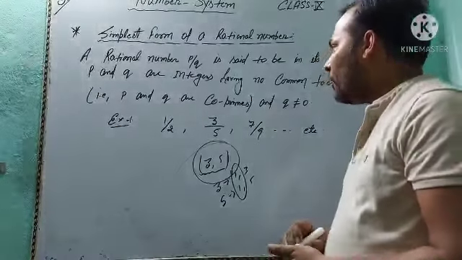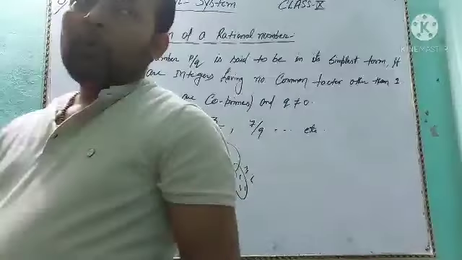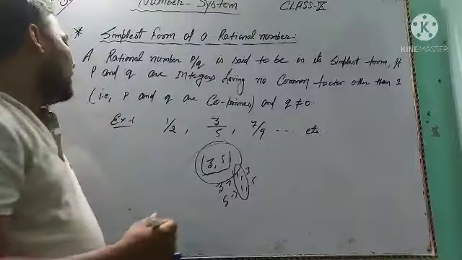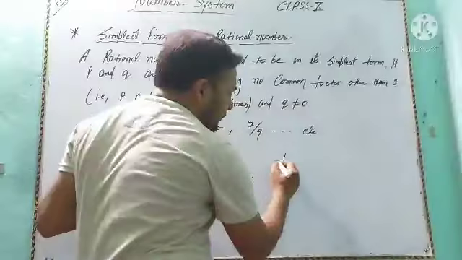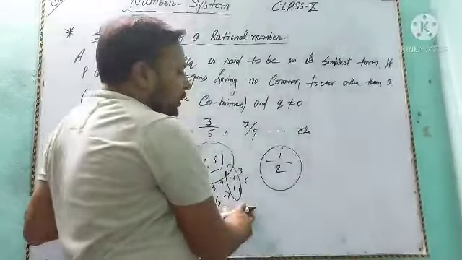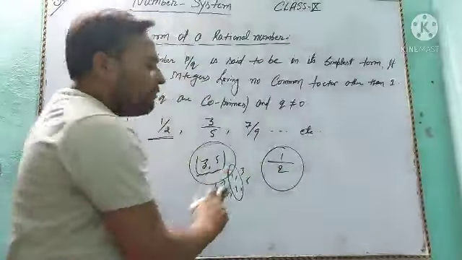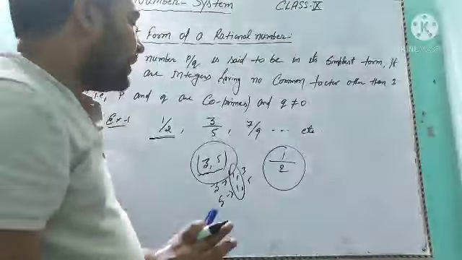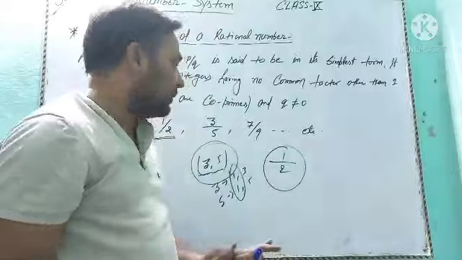Okay, so students, no common factors other than 1, such as 1 by 2. 1 by 2 is a rational number. This is the simplest form because 1 and 2, that is p and q, have no common factors other than 1. 1 के अलावा कोई और common factors 1 और 2 का नहीं है.